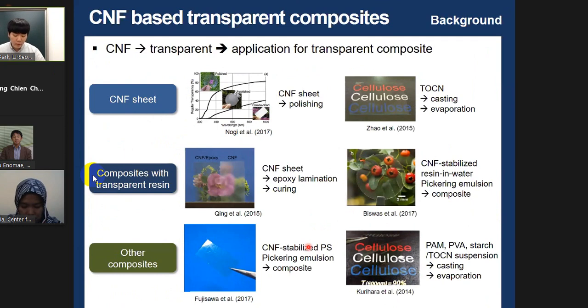CNF has a very narrow width, and it can reduce the light scattering that passes through the CNF. Thus, we can see the CNF suspension or CNF sheet is optically transparent. So many studies have used CNF for optically transparent composites, by itself or by mixing with other polymers. Among them, several studies show that a transparent composite could be manufactured by mixing CNF with transparent resin such as epoxy or acrylic resin.